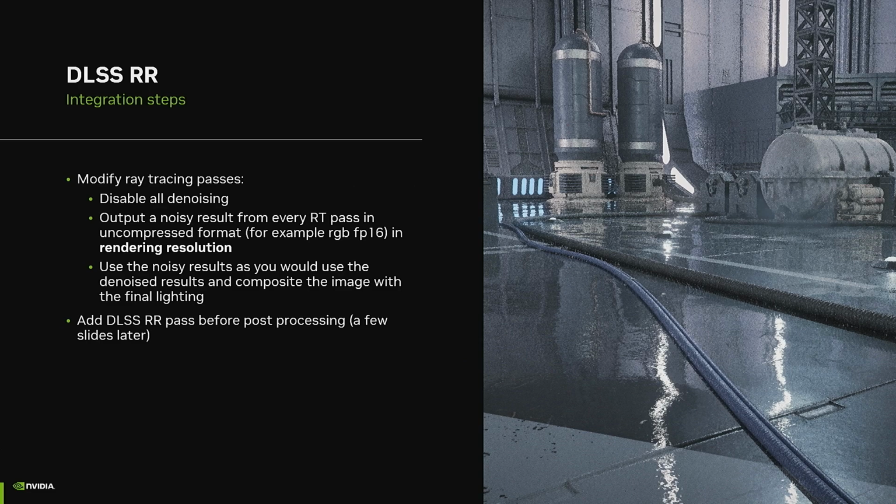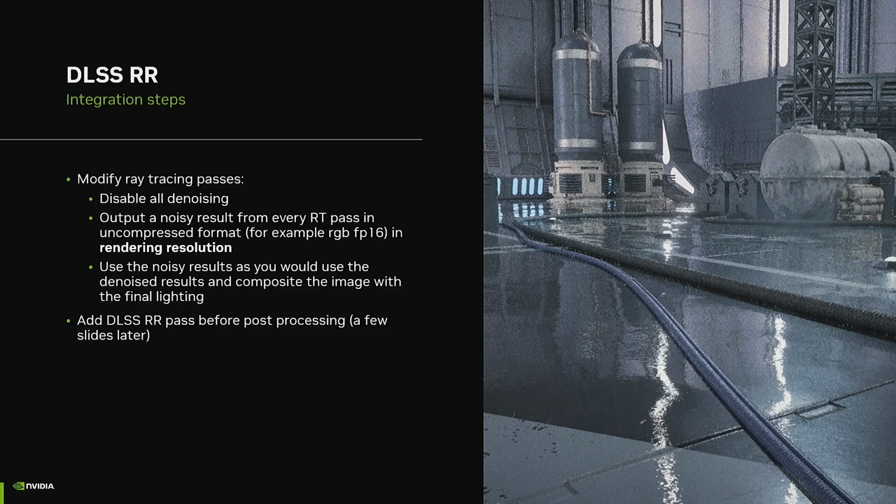Some integration steps. The first thing to do is to disable all the denoising. You just remove passes. Who wouldn't like that? Then you make sure that all your ray tracing effects are outputting a noisy signal, in an uncompressed format, just like floating point 16 RGB. That will be in the rendering resolution. So no half res, no quarter res. I'll explain later why. And then you simply use those noisy buffers.